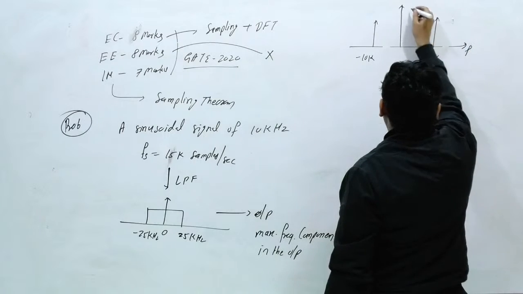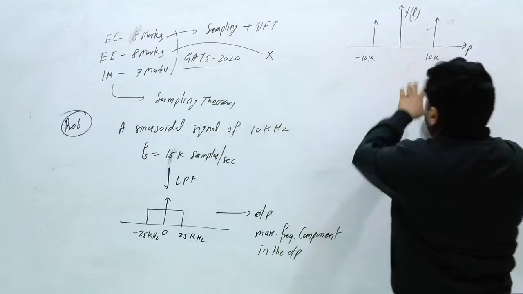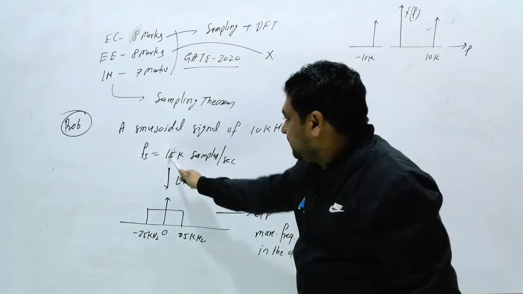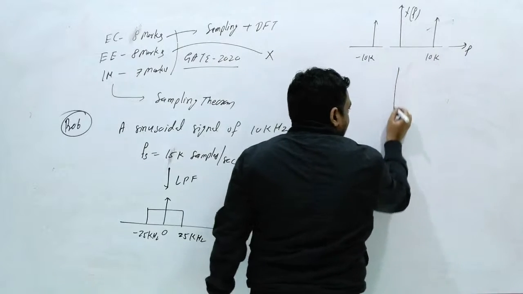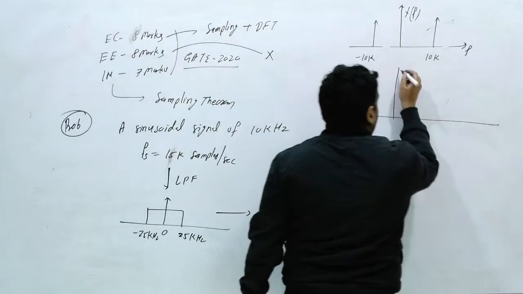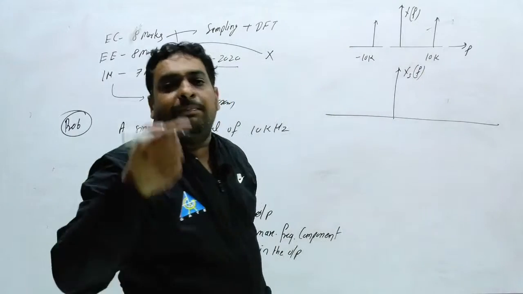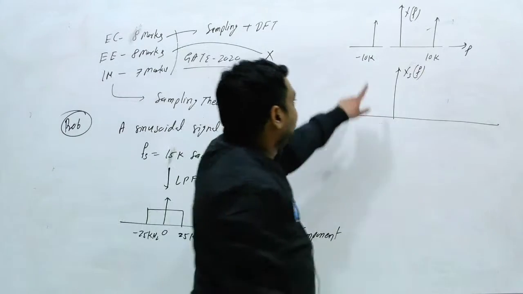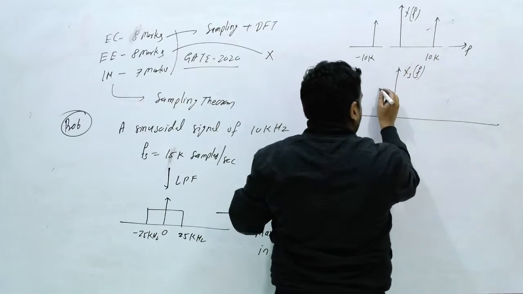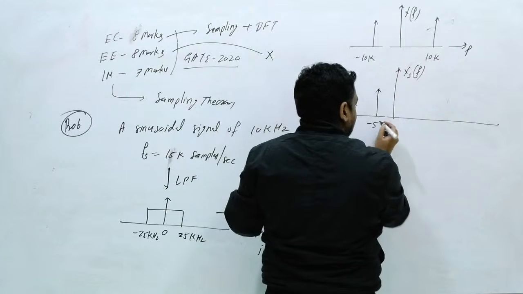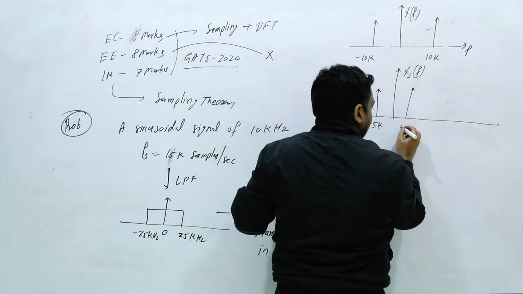And this is F. Can I say this is X(f)? If this is x(t), what is the Fourier transform of this? Like this. Now, what is the sampling frequency? 15K. So this will be shifted 15K right and 15K left. So what is Xs(f), the sampling signal's Fourier transform? This will be shifted 15 right, 15 left. Shifted 15 left, you will get minus 5. Shifted right, you will get 5K.